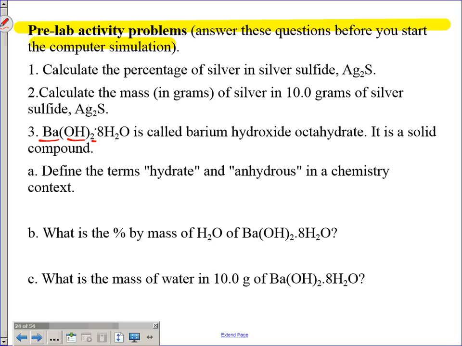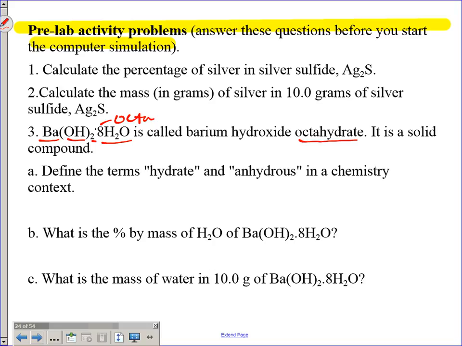Ba(OH)2. What's just Ba(OH)2? Name it. Barium hydroxide. And then separately, you see this dot. Dot does not mean multiply. Dot just means, hey, I'm here. And then 8 waters. How do you say 8 waters? Octahydrate. Barium hydroxide octahydrate.